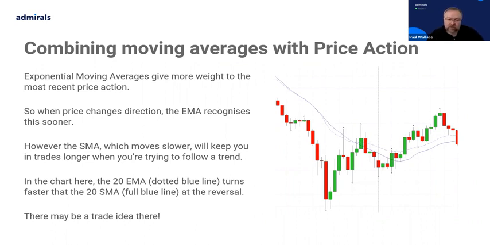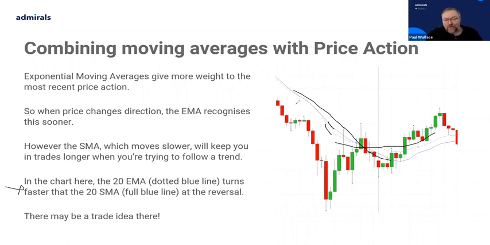So in this particular chart here, what we've got is quite simply, hopefully you can see it, a 20 EMA, which is the dotted blue line, and also the standard 20 simple moving average. And what we can see is that the dotted blue line turns faster than the 20 simple moving average at this reversal point.